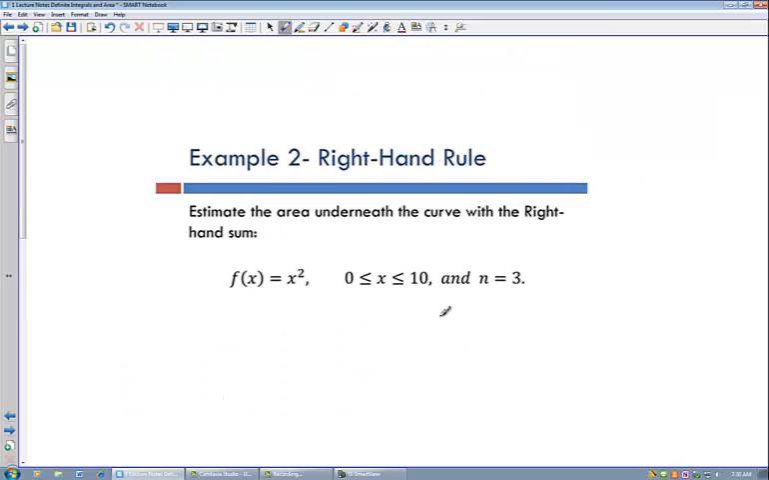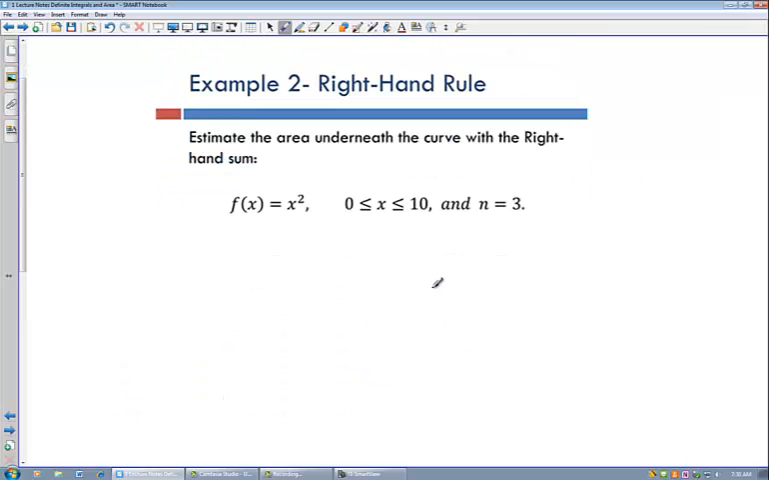So I changed this one just a little bit. We want to use what's called the right-hand rule, or the right-hand sum, to estimate the area underneath the curve. And on this one, I made n equal to 3. So you won't have 5 rectangles. You will have, hopefully you say, 3 rectangles. And the reason I made n equal to 3 is if you think about it, it's not so easy to divide 0 to 10 into 3 parts. But we'll talk about it here, and it won't be too bad.